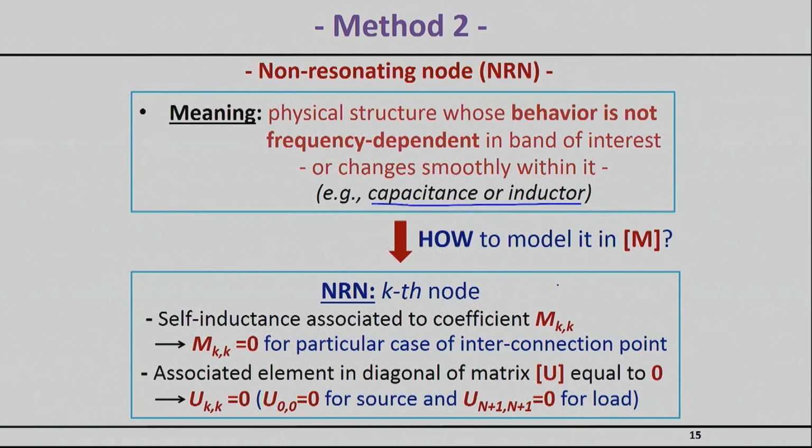So now how do we capture or model a non-resonating node in the coupling matrix framework? There are two things there.